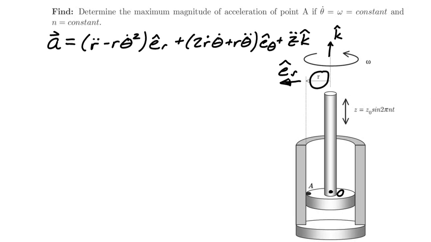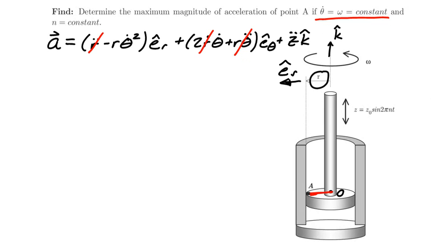Now in this particular problem, we know a little bit more information than what I've included here immediately. First of all, we know that the radius of this, that is the distance between points A and O as shown in the drawing, is fixed. And that means that both r double dot and r dot will both be 0. In addition, we're told in the problem statement that theta dot is equal to omega is equal to a constant. And that of course means that theta double dot is also going to be 0.